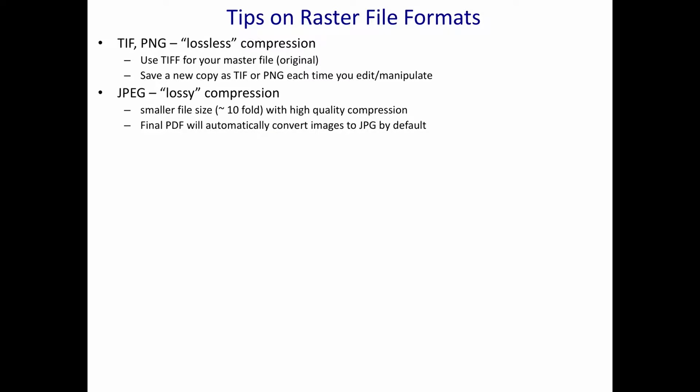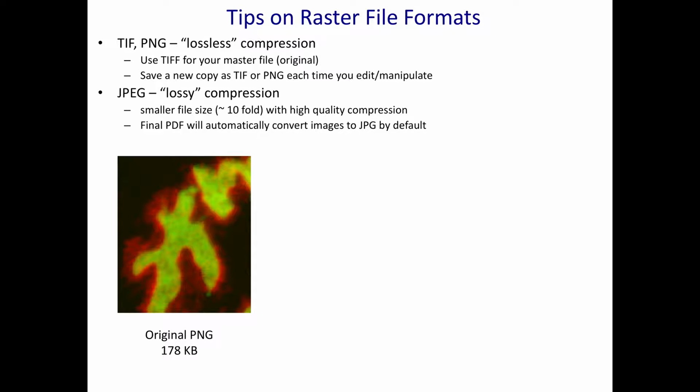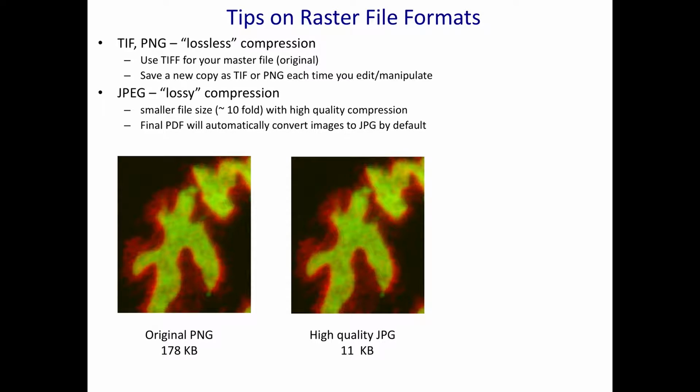We do use JPEGs whenever we're showing our figures either on the web or in PDF format, but as long as this is just one final step at the end, it's going to have a negligible effect on the image quality. Just as an example, here's a picture of a neuromuscular junction as a PNG. It's 178 KB. Here's another one saved as a high-quality JPEG. It's 11 KB, so a tenfold reduction in size, and it's very difficult to see any differences between these images.